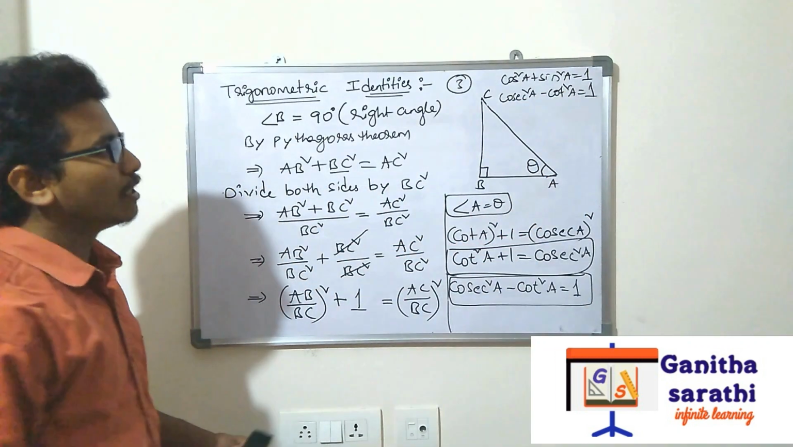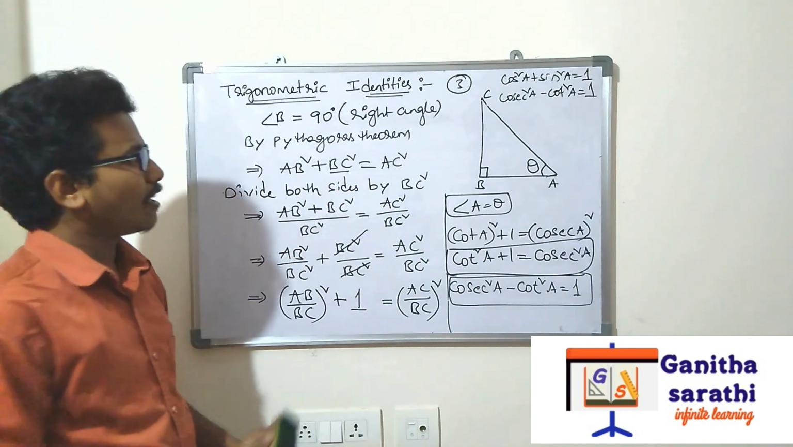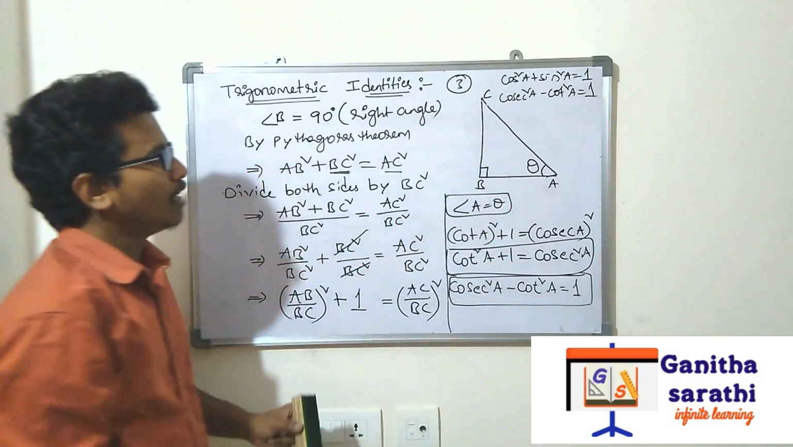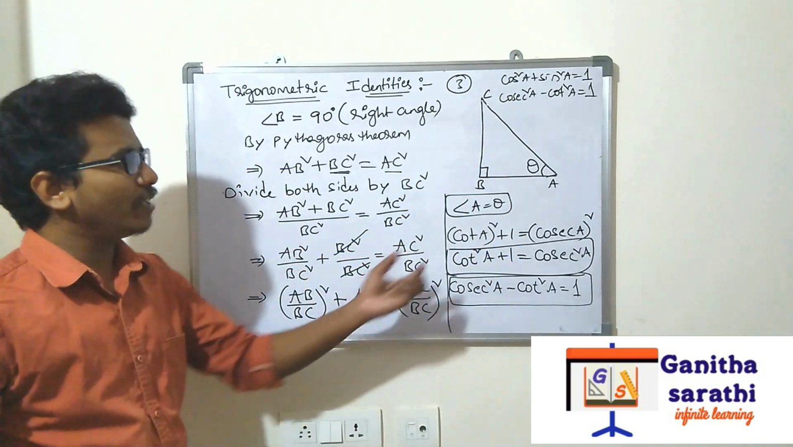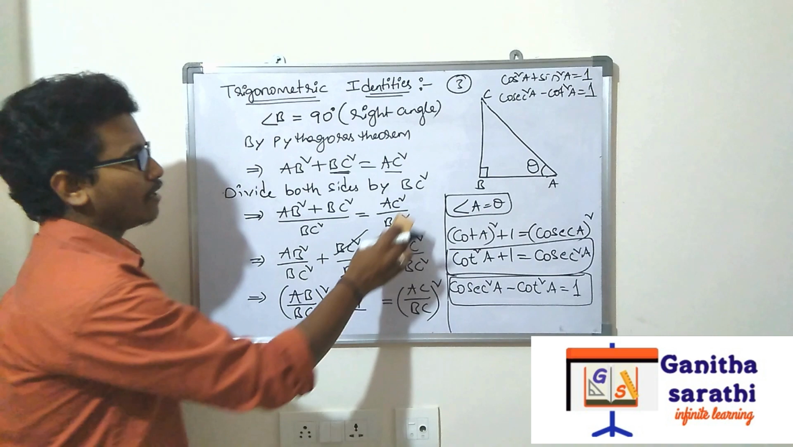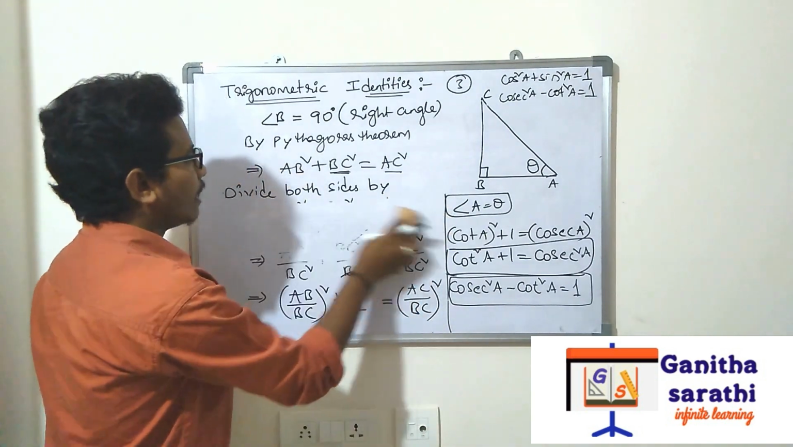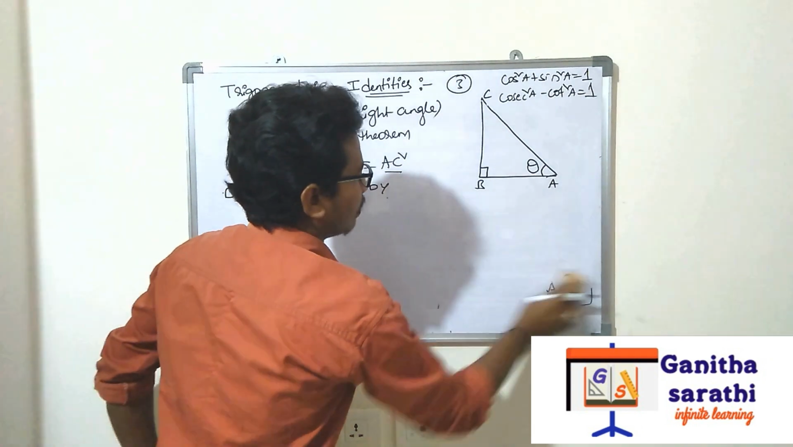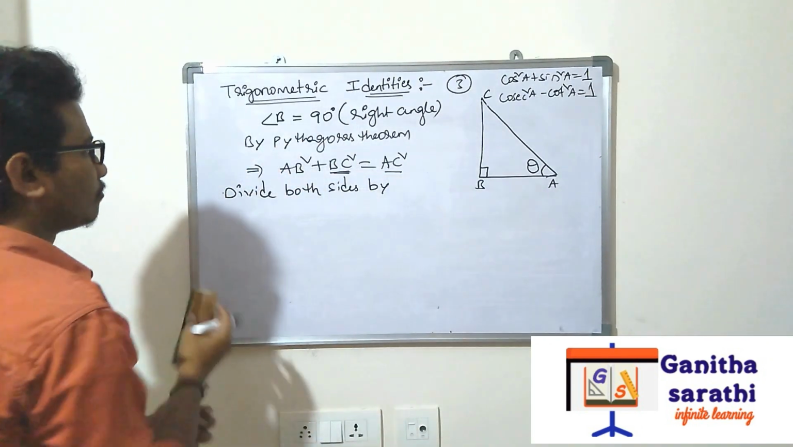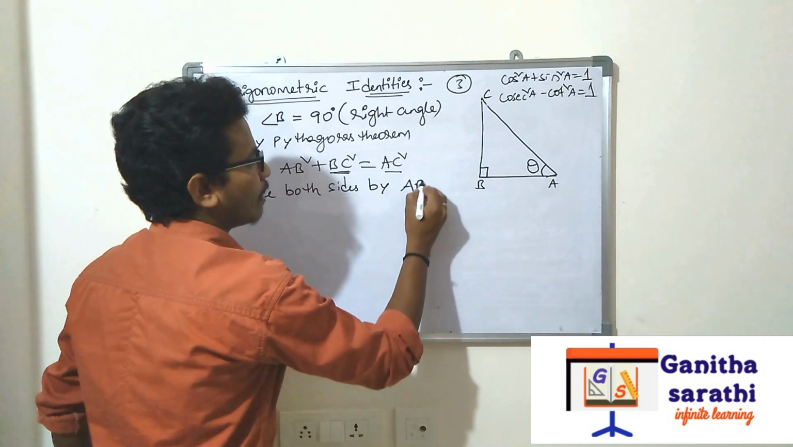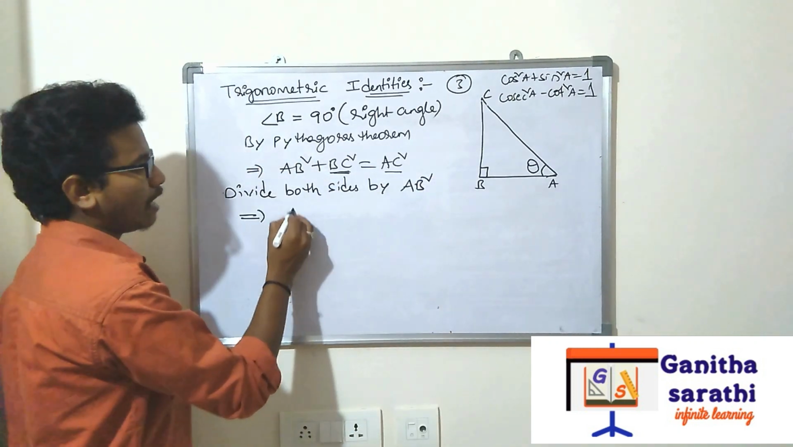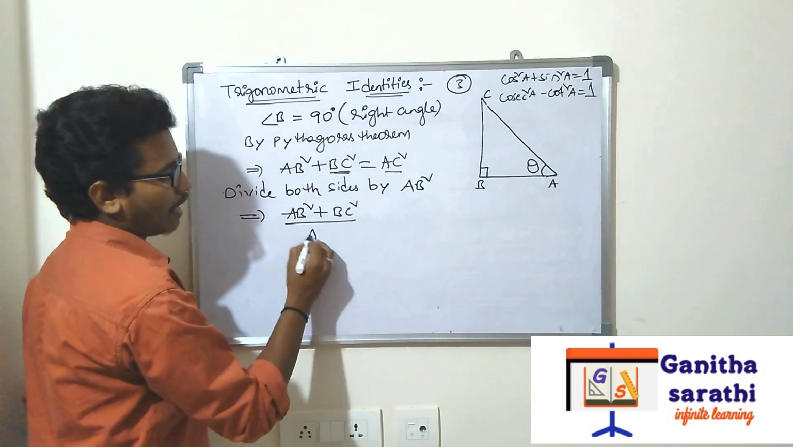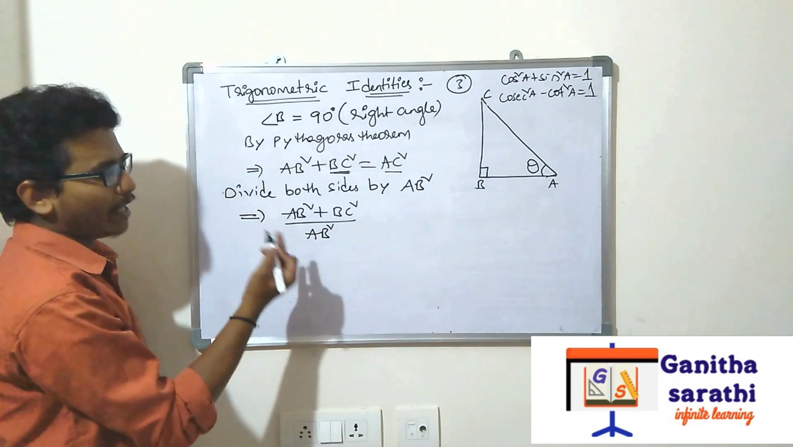Next, let us move on to the third one. So two sides are completed. Hypotenuse is completed and the perpendicular side BC is completed. Now at last, with what we should divide? We should divide with AB. Okay. Now same process. Divide both sides by AB square. AB square plus BC square, we are dividing by AB square, right?